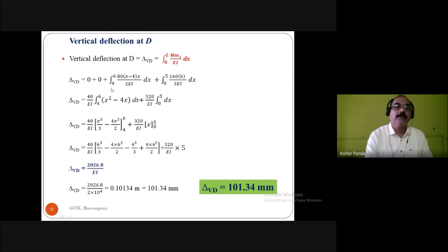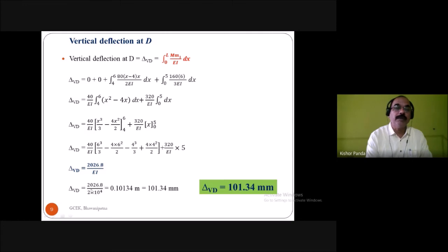Then take the integration of this expression. Delta Vd is equal to 40 by EI times the integration from 4 to 6 of x square minus 4x into dx, plus 320 by EI times the integration from 0 to 5 of dx. After integration, the expression becomes 40 by EI times x cube by 3 minus 4x square by 2 with limits 4 to 6, plus 320 by EI times x with limits 0 to 5. After putting the limits, you get the vertical deflection at D, delta Vd, equal to 2026.8 by EI.